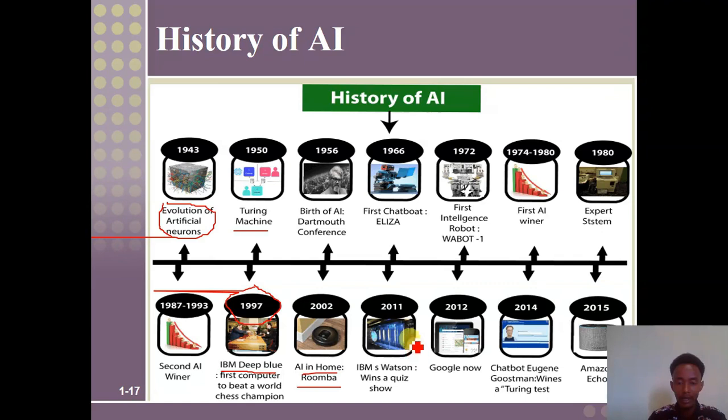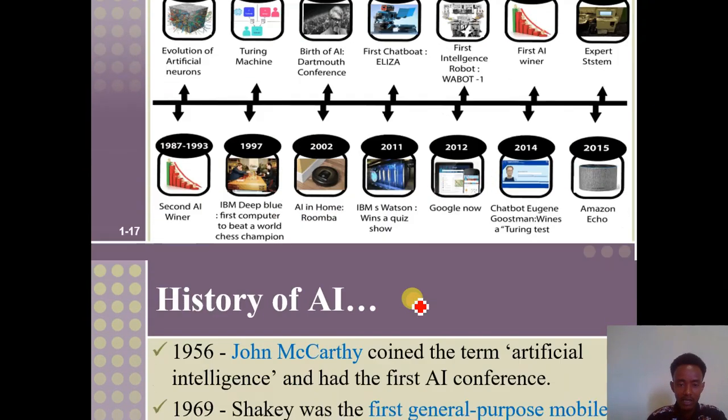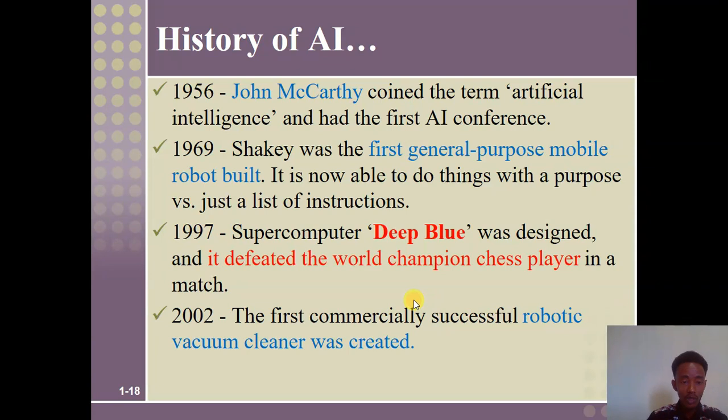In 2011 IBM developed Watson, and in 2012 Google developed its system. As we said, in 1956 John McCarthy coined the term artificial intelligence. He came up with a new concept of artificial intelligence, held in America by bringing different scientists together.